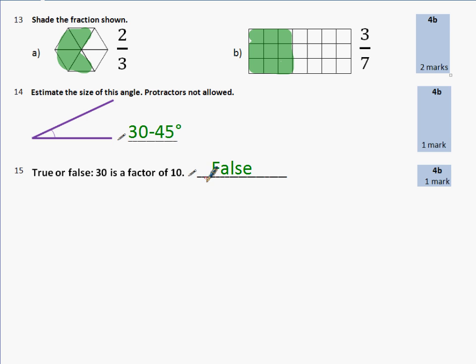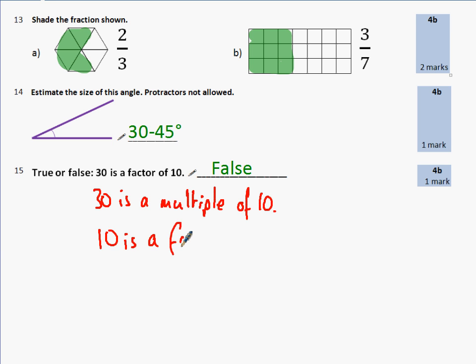True or false? 30 is a factor of 10. It is false. That's because 30 is a multiple of 10. In other words, if you went up in the 10 times table, you would get to 30. Or you could say that 10 is a factor of 30. And that means that you can times 10 by something to equal 30.